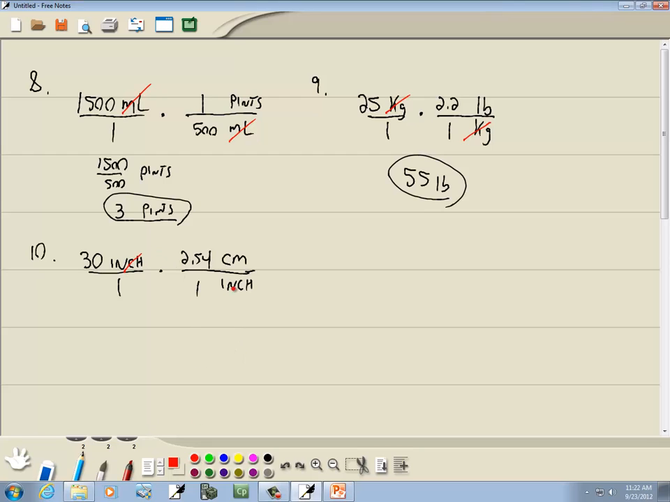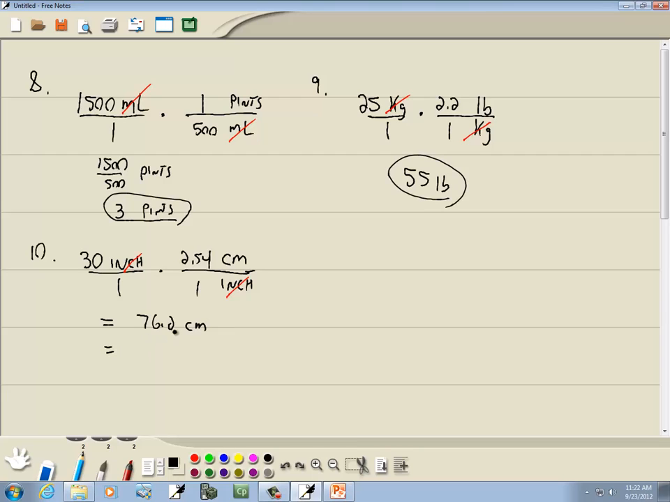Well, the inch cancels this inch. And 30 times 2.54 gives us 76.2 centimeters. Okay, now I told you I'd show it in decimal form and in fraction form so you could see it.